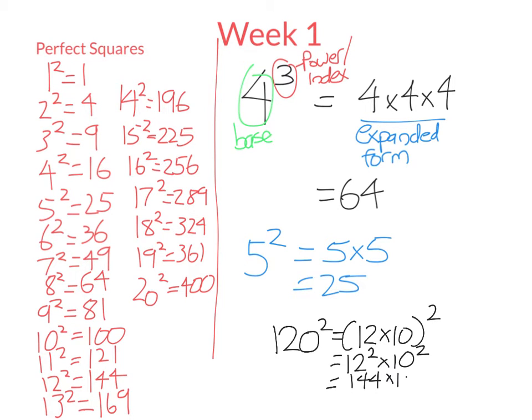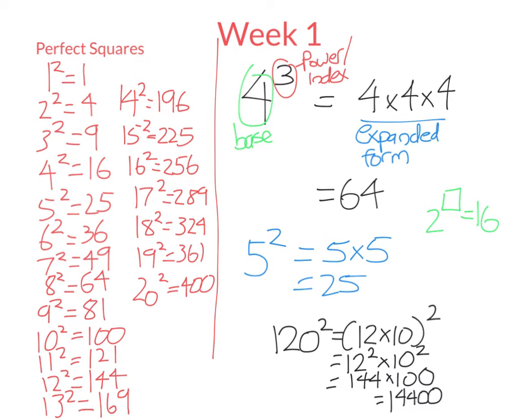10 squared is 100. When you multiply things by 100, it's easy. We're just going to add 2 zeros on the end. So it turns out 120 squared is 144 with 2 zeros, 14,400. I was able to do that without a calculator because I knew my perfect squares. Also remember, we're not allowed to use calculators in class, so it's very important we know these to help us with our mental arithmetic.